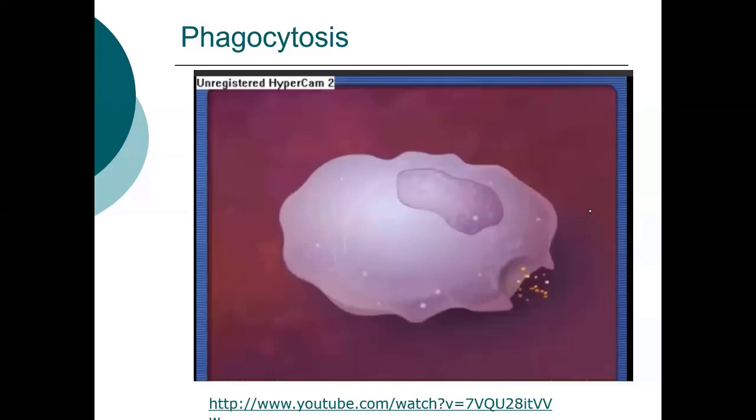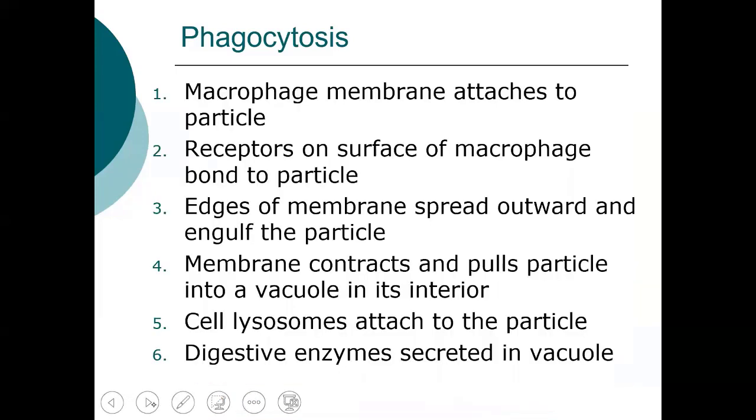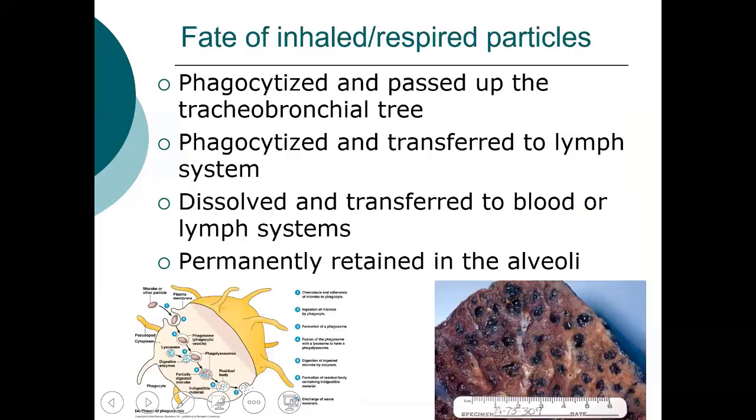So for instance, these phagocytes can transfer these pollutants to the lymphatic system or to the blood system. Then it can be transported to the liver, where it can be further detoxified. The last thing that we don't want is we don't want these particles to be permanently retained in the alveoli.